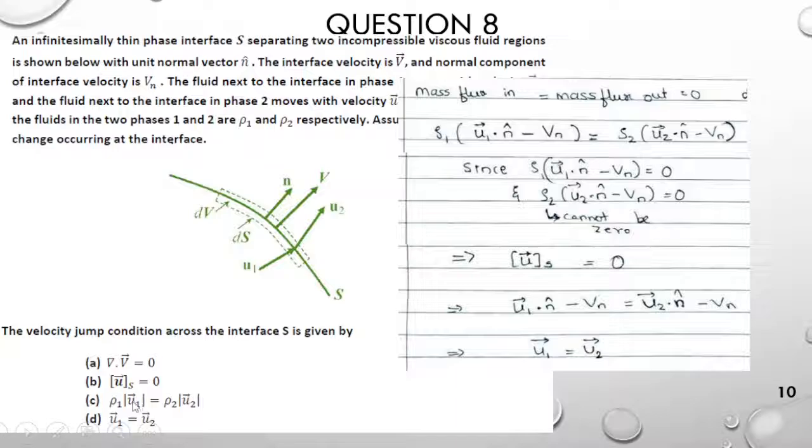Option C says rho 1 into the magnitude of u1, so that is why it is not correct. If you had only rho 1 into the vector u1, that would have been correct, but since they have given the magnitude, option C is not correct. So B and D both are correct.